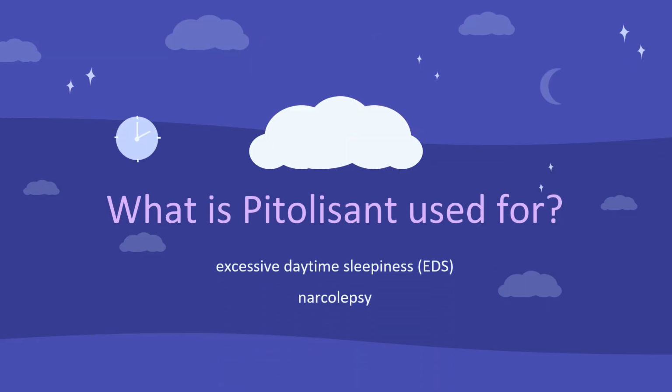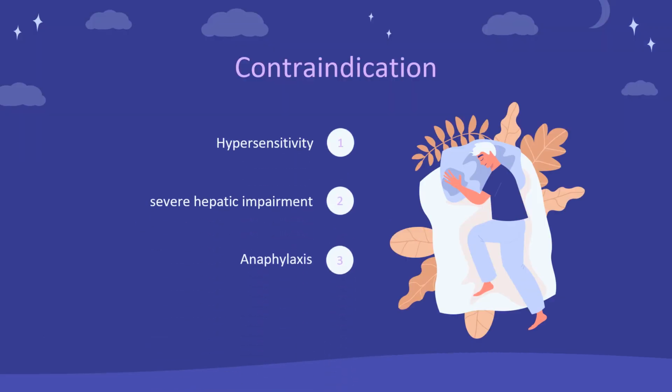What is pitolisant used for? Pitolisant is indicated for the treatment of narcolepsy with or without cataplexy and excessive daytime sleepiness in narcolepsy in adult patients.